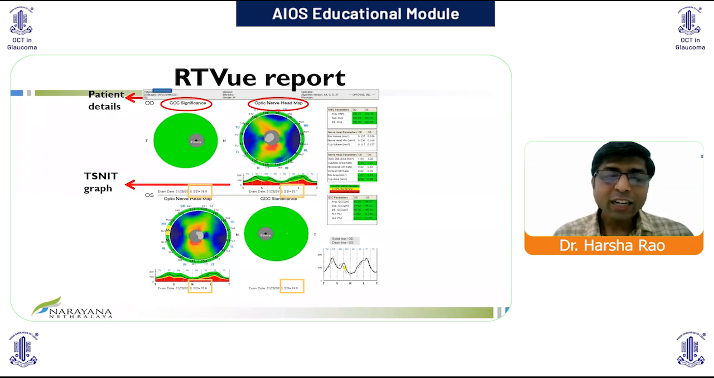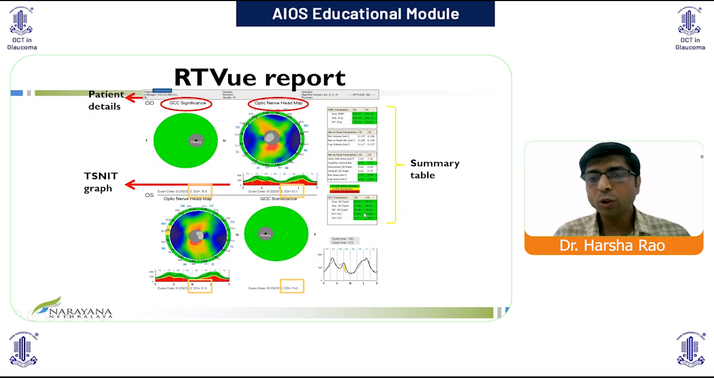We have the T-SNIT graphs similar to what we saw on Cirrus reports, and a table here of all the summary parameters. Two important parameters to note in the RTVue printout are the FLV and the GLV parameters on the macular scan, which stand for focal and global loss volume.